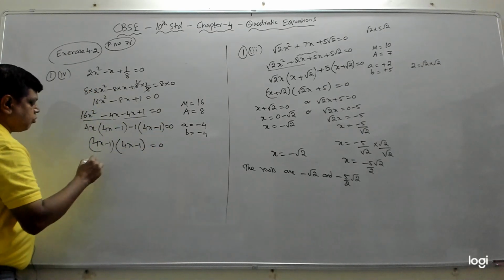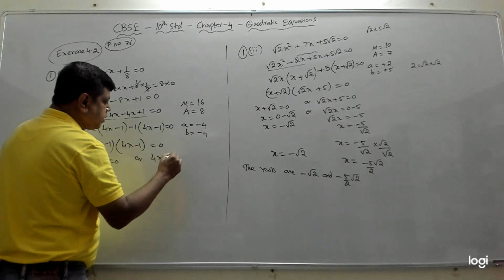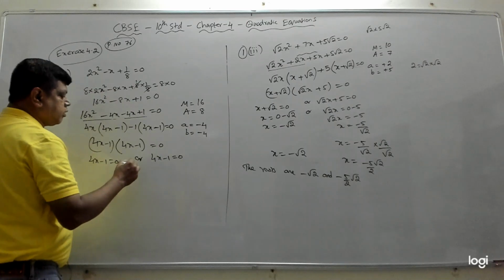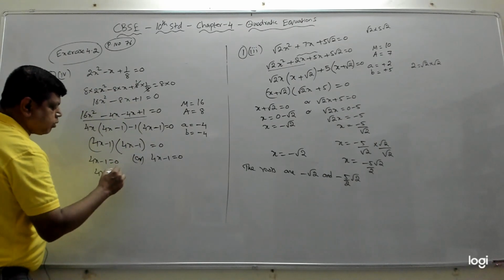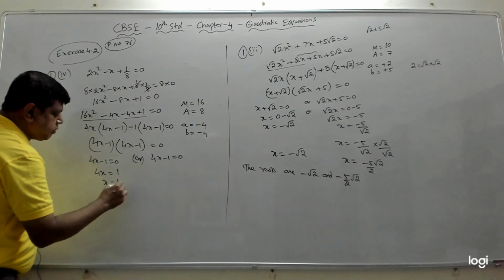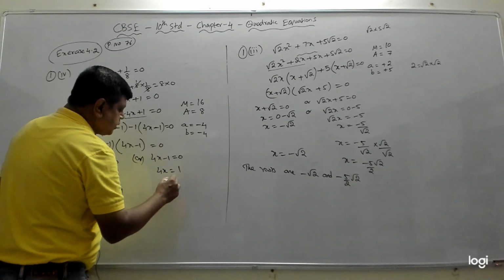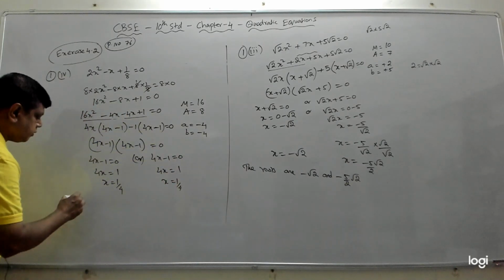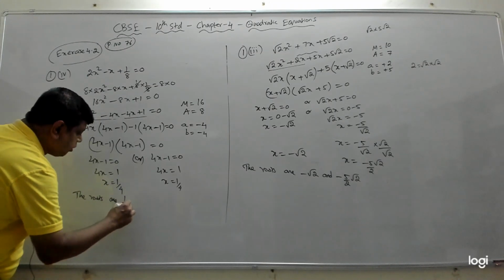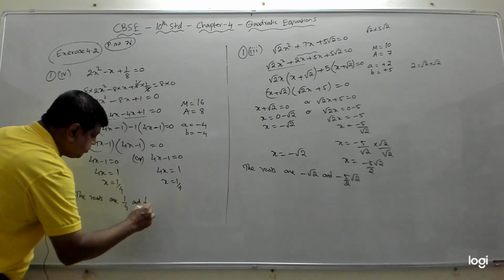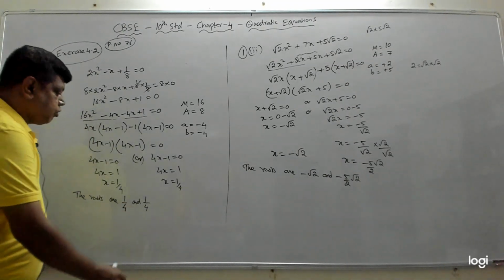So which means 4x minus 1 equal to 0 or this term equal to 0. 4x minus 1 equal to 0, so which means 4x is equal to, this 1 goes here, it will become 0 plus 1 which is 1. So x is equal to 1 by 4. Or here you will get 4x is equal to 1 again, x is equal to 1 by 4. So the roots are same. The roots are 1 by 4 and 1 by 4. That's it.